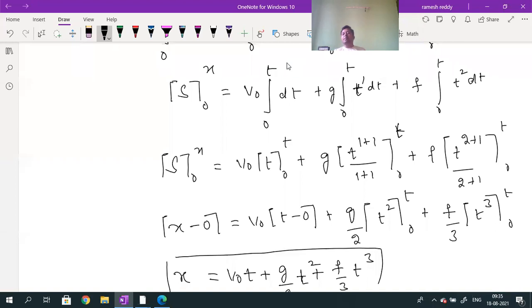So finally x minus 0 value, x. v naught into t minus 0 value, t. g by 2 into t square, here also I have to write upper limit value t, lower limit value 0. So what will I get here as the answer? t square minus 0. Here upper limit value t, lower limit value 0, so t cube minus 0. What will I get as the answer? t cube.